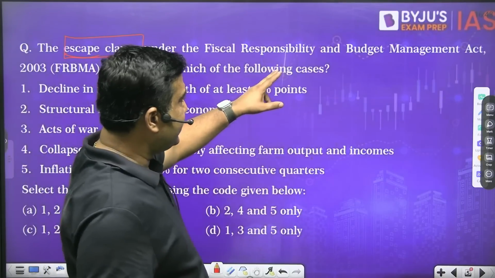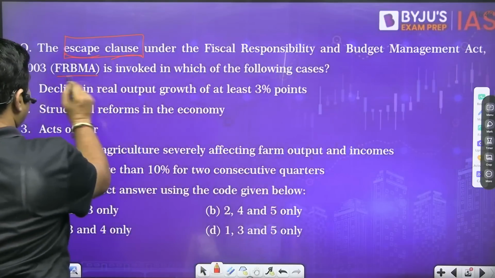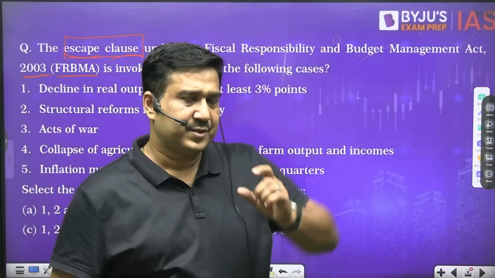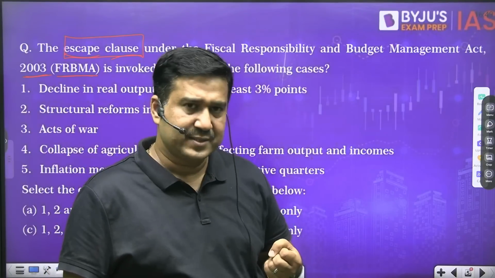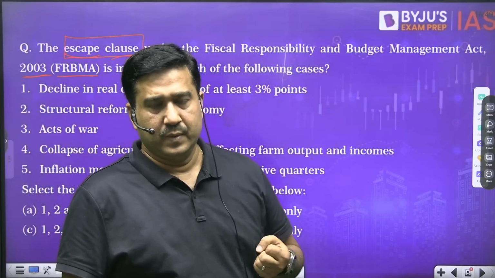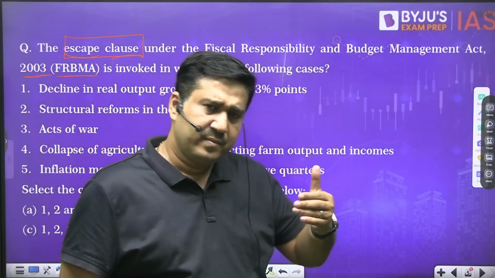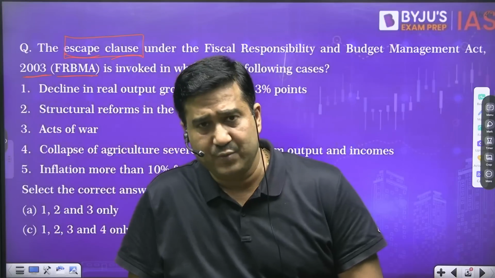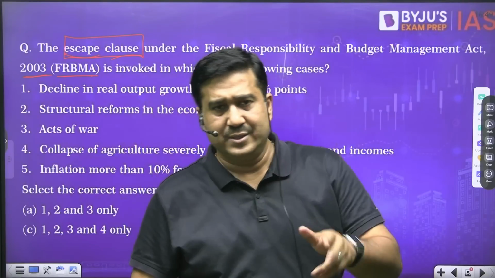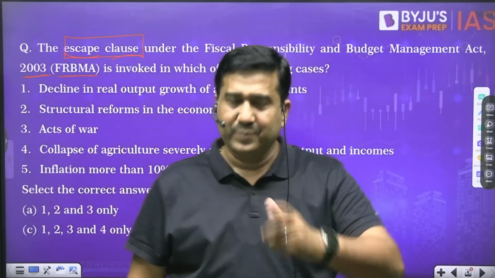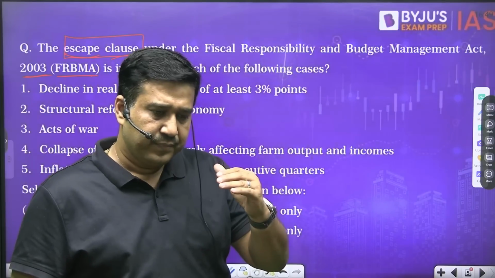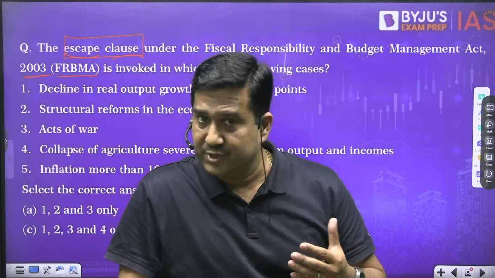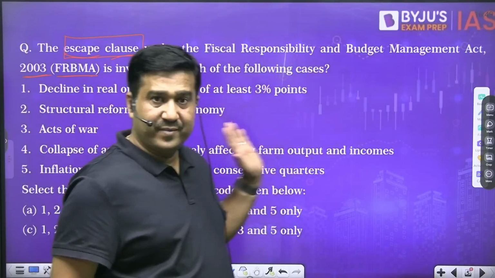As the question itself says, this FRBM act was passed by Parliament in 2003. The purpose of this act was to discipline government's finances, to discipline government's budget. All this started because of the financial crisis, economic crisis that India witnessed in 1991. And hence, to avoid the repetition of this crisis, certain checks were imposed, certain austerity measures were suggested to the government, and accordingly FRBM was passed.